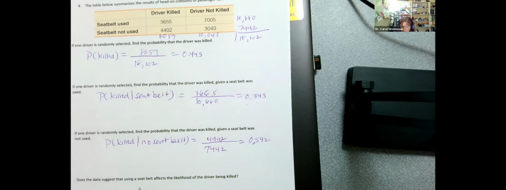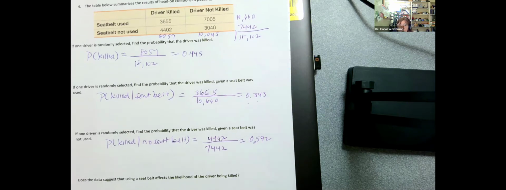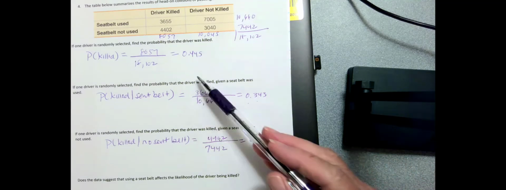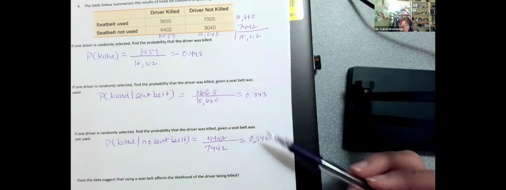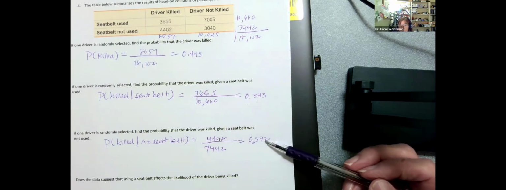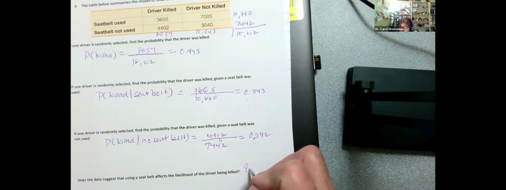Okay, so what does this tell us? Does the data suggest that a seatbelt affects the likelihood of the driver being killed? What do you think? Yes. Yes, it does, right? Because it went from 45% overall, and then we jump up to almost 60% if they didn't use a seatbelt. So yes, the answer here is yes, definitely. Unlike the one we just did where there was no effect about the searches and the laptops.